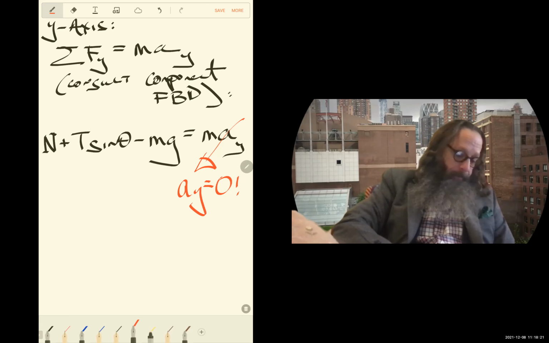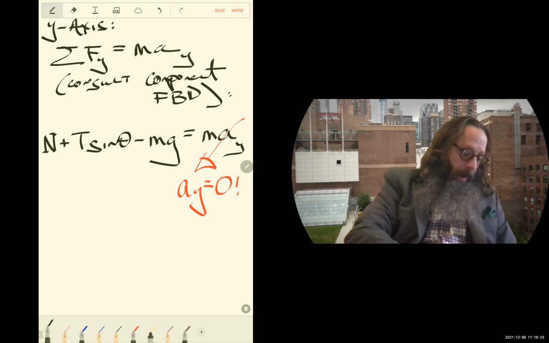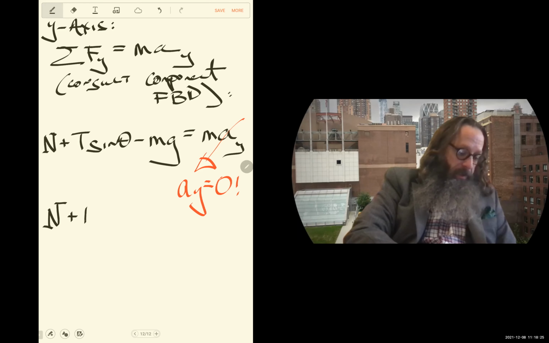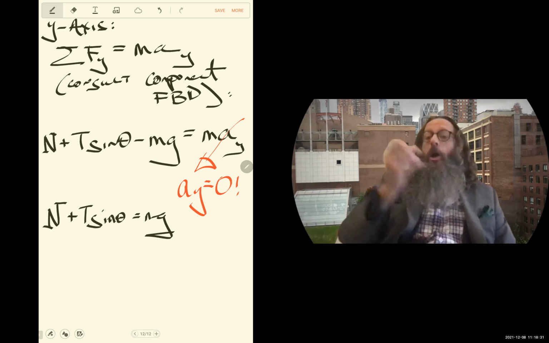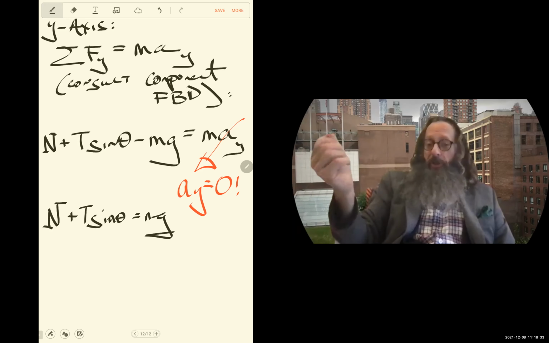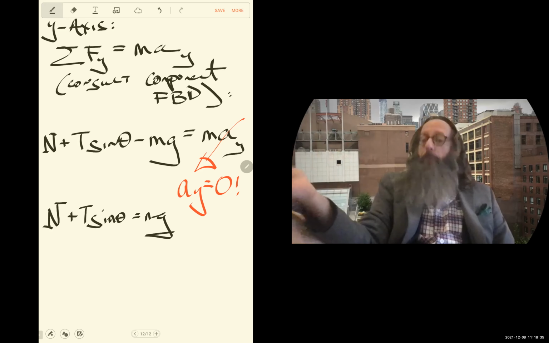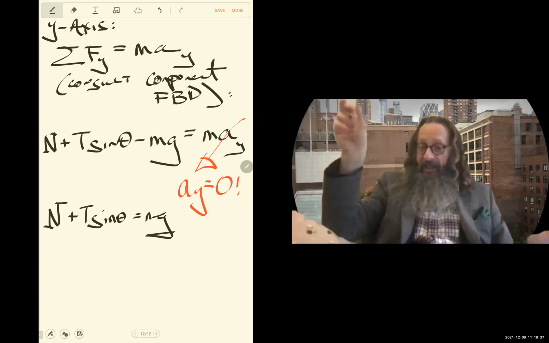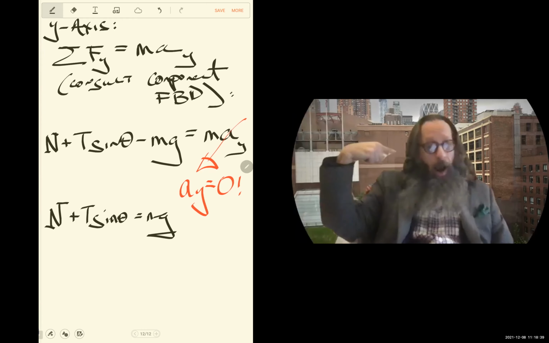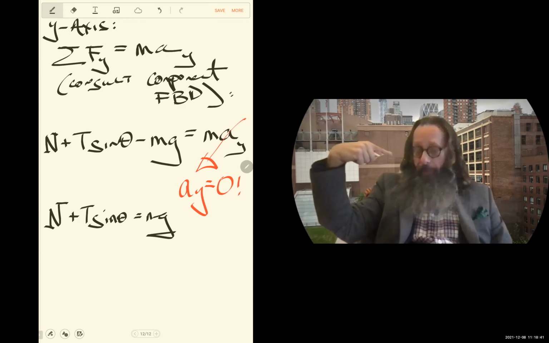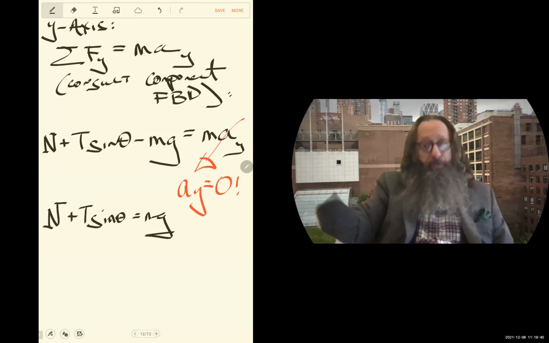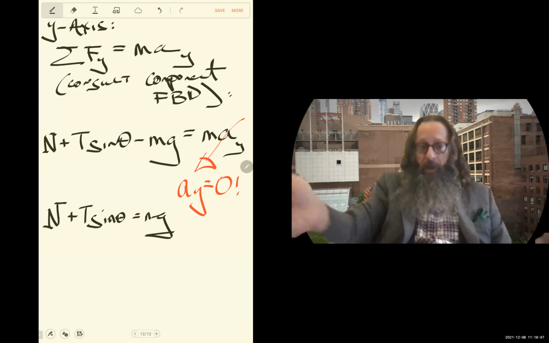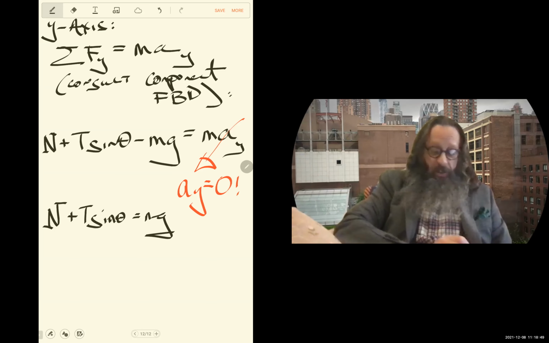Therefore, I can say, okay, then N plus T sine theta together must be balancing the weight of the block, right? So notice the weight of the block is being supported by the upward push of the table plus the upward pull of the string. Together, they're supporting the weight. That's why I made that N arrow small, because I knew that the block was not being fully supported by the table. It's partly being supported by the upward pull of the string. Okay. Now, so this is a true statement.